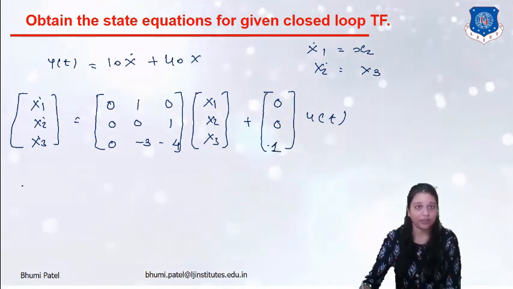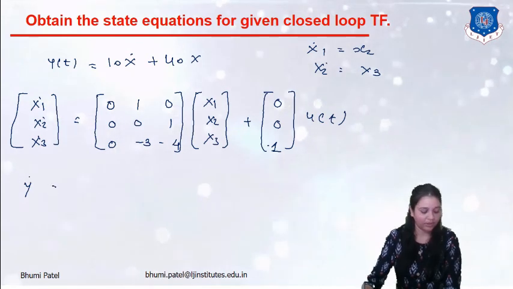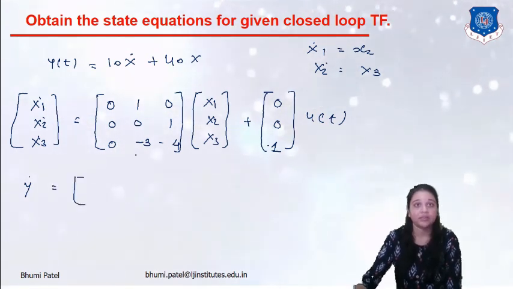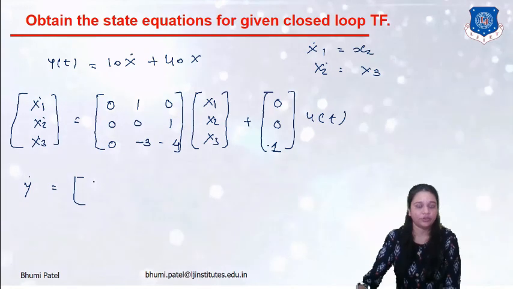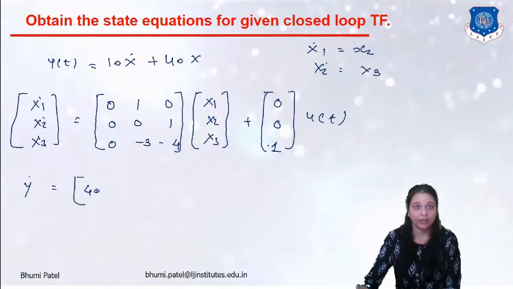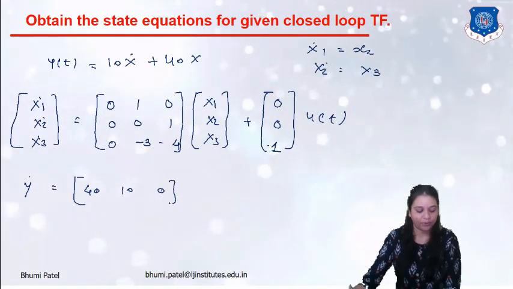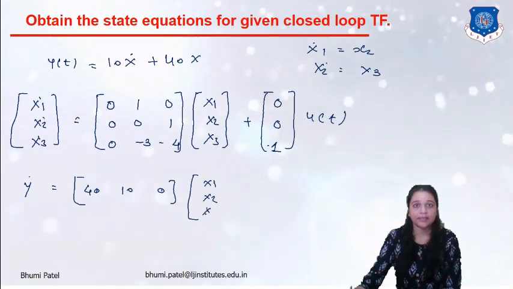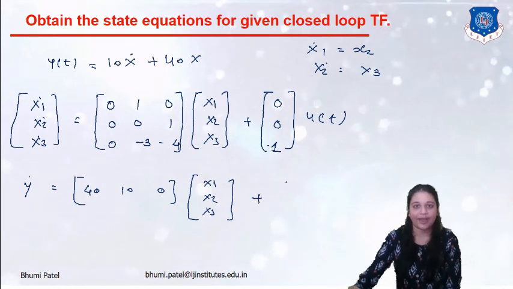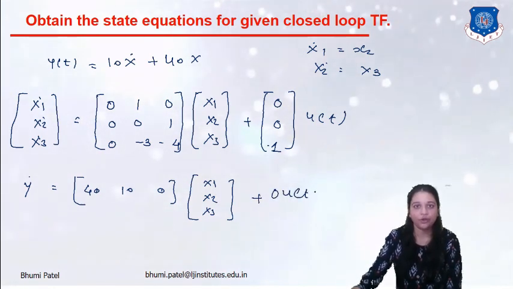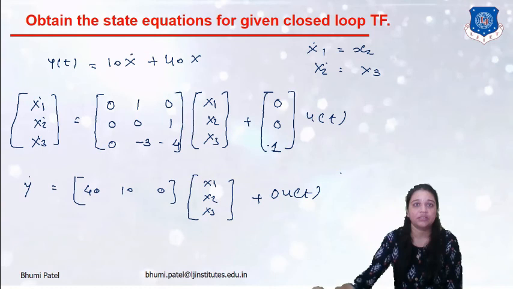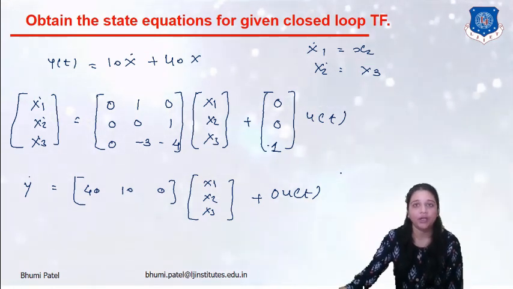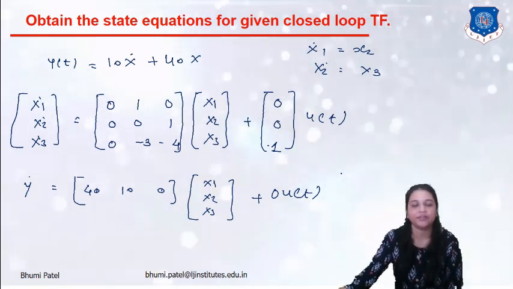Okay, now for the output equation, y is equal to, the equation is 10, 40 and 0. So this is 40, 10 and 0, and the coefficient is x1, x2, x3, plus here the value of D is 0. So 0 u of t. So this is the state equation for the given closed loop transfer function.